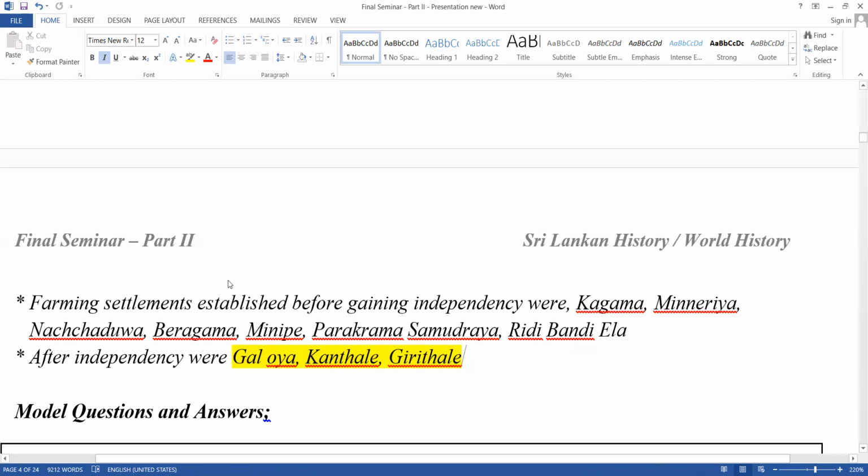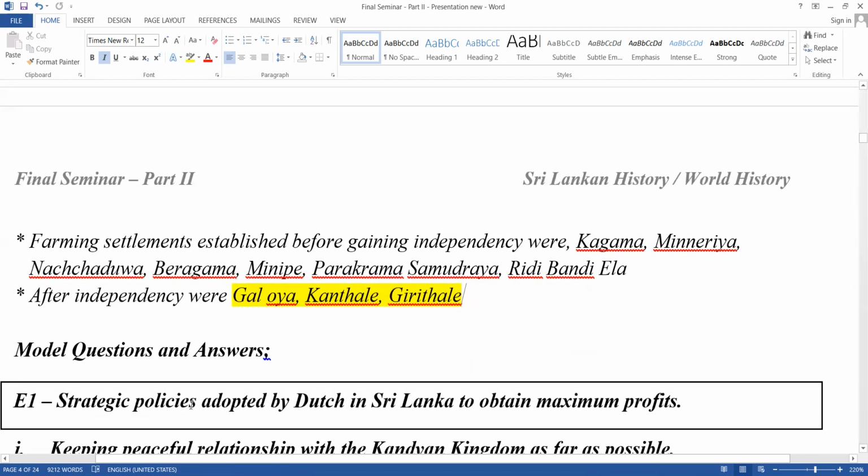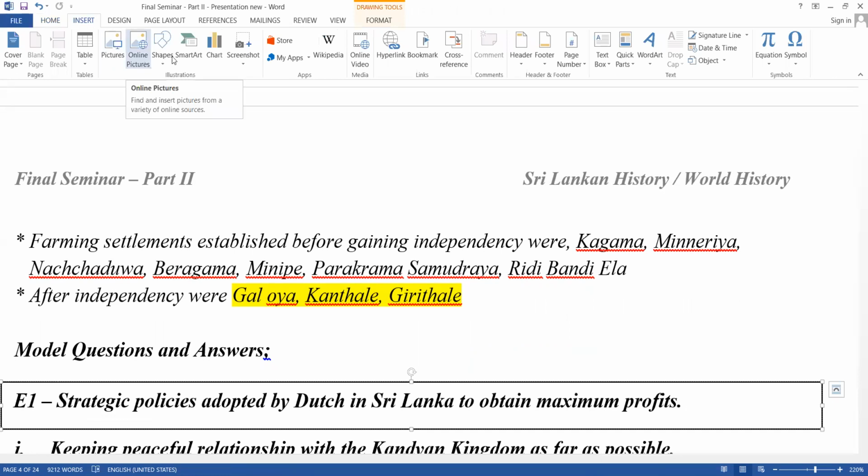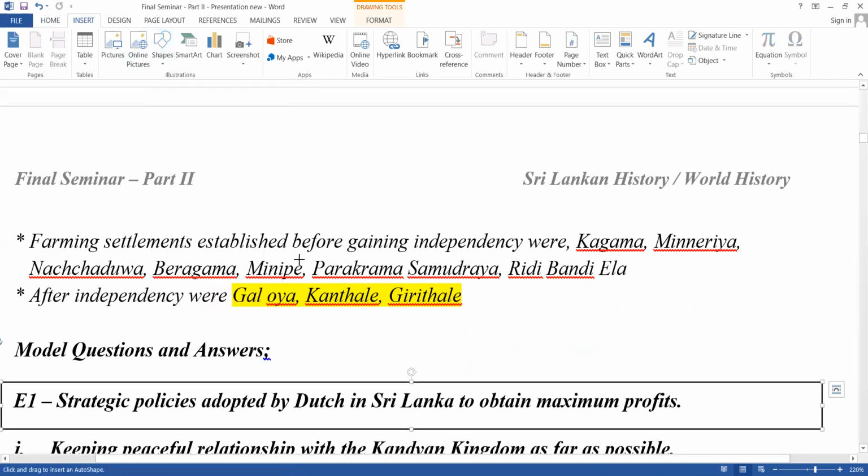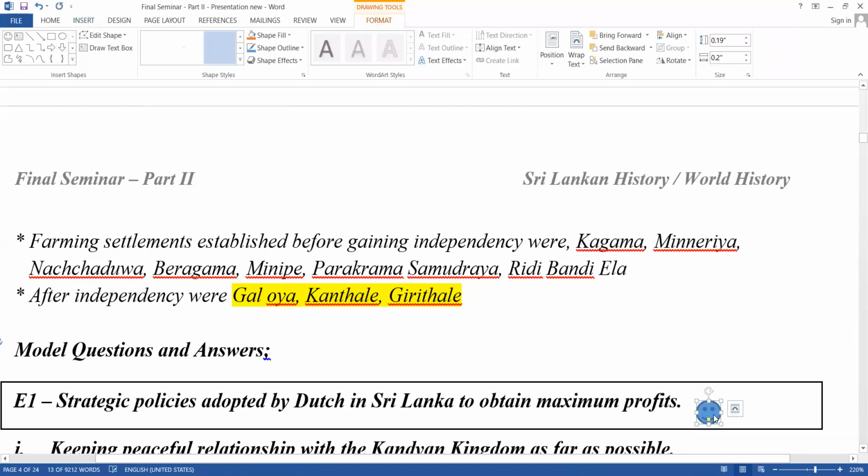Now we'll go for the model questions. Strategic policies adopted by the Dutch in Sri Lanka to obtain maximum profits. This is important, so you can put double star marks for this question, because that's an important question for this time. I'm giving some clues and hints for you to keep in mind, so I'm putting a smiling face here. Okay. So why is that important? Okay, this is having a smiling face.